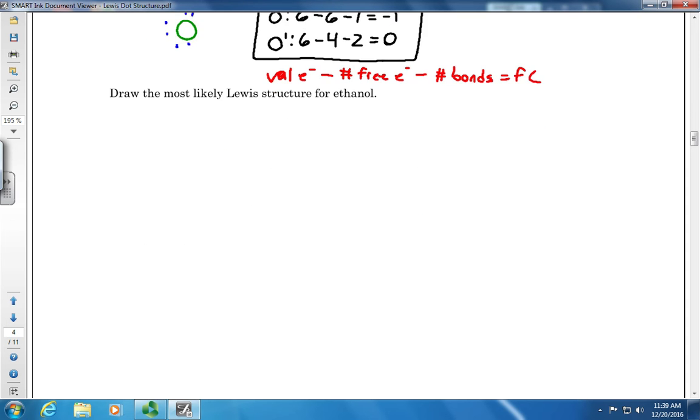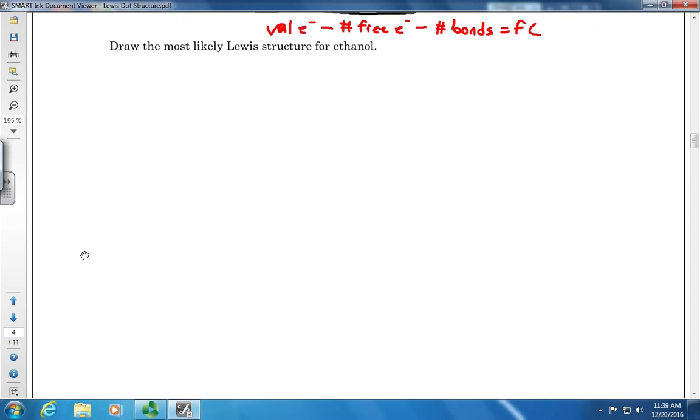So our next request is to draw the most likely Lewis structure for ethanol. Ethanol is C2H6O. And you can draw that out. If you remember the propane from the previous video, you'll know that our carbons are just going to be right there. Hydrogens are very happy around.